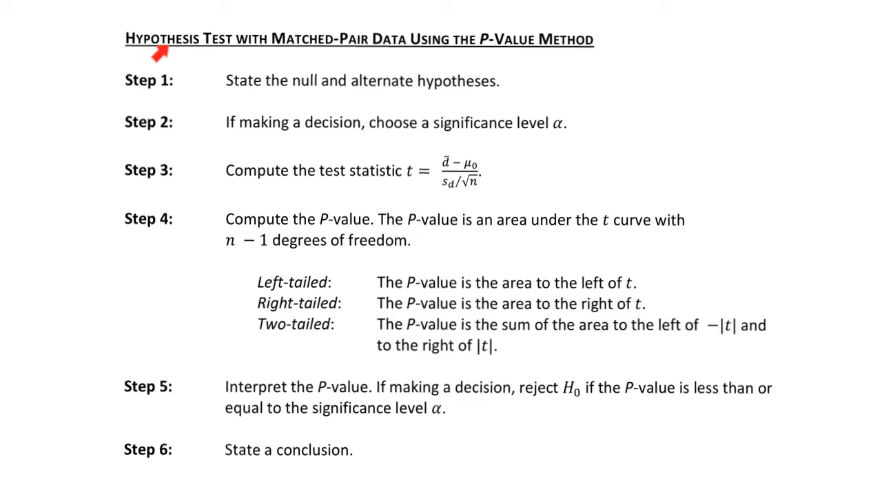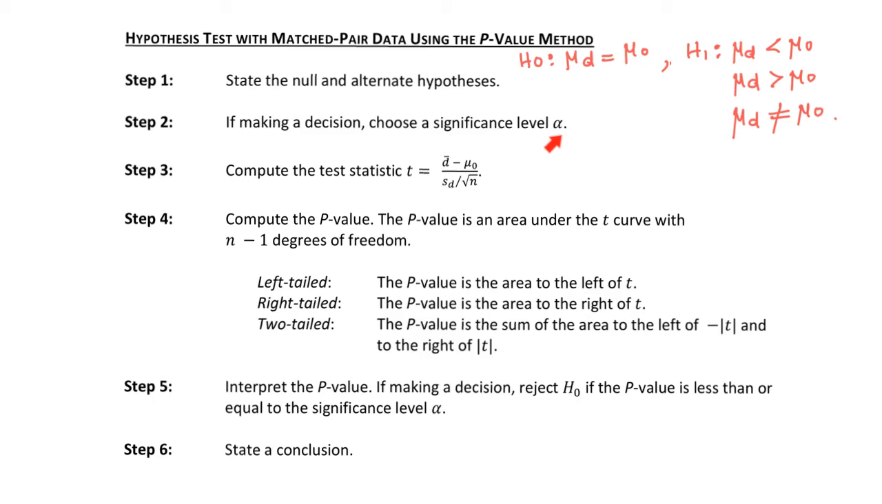The procedure for performing a hypothesis test with matched pair data using the p-value method. First, check for the assumptions. If the assumptions are satisfied, we can proceed with the following steps. First, state the null and alternate hypothesis. Null hypothesis is mu d equals mu 0. Alternate hypothesis will be any of these forms depending on the question.